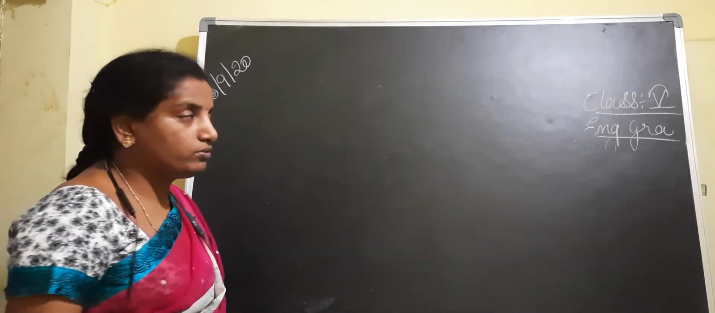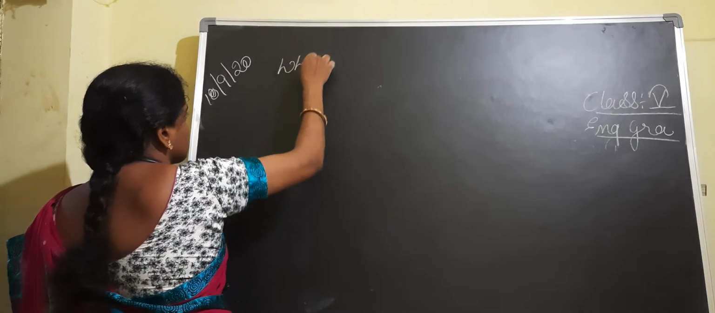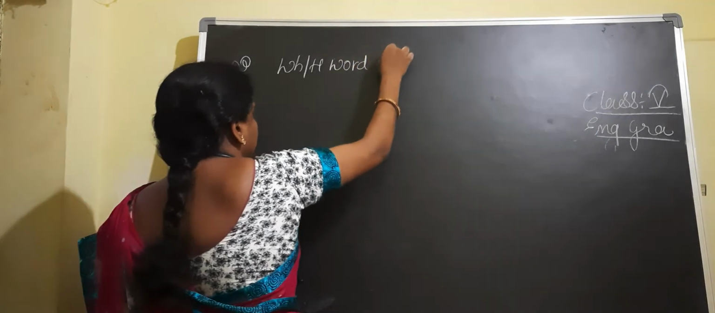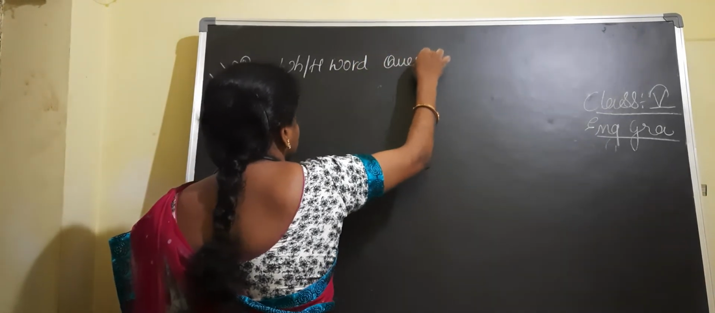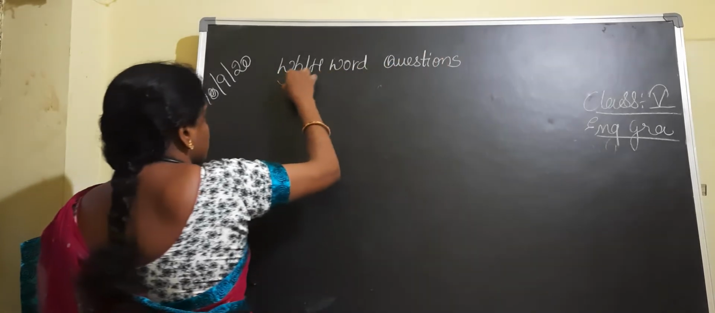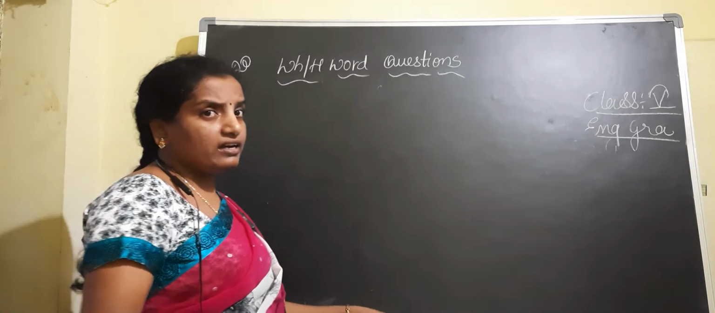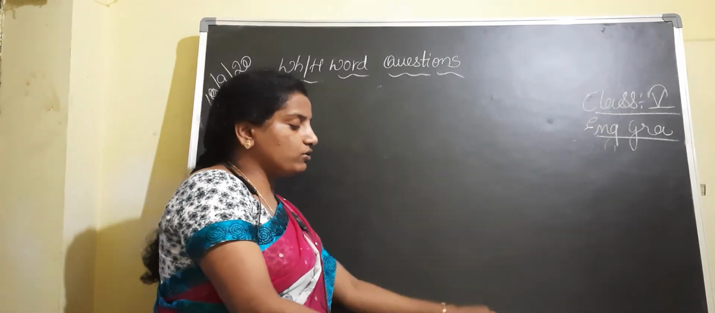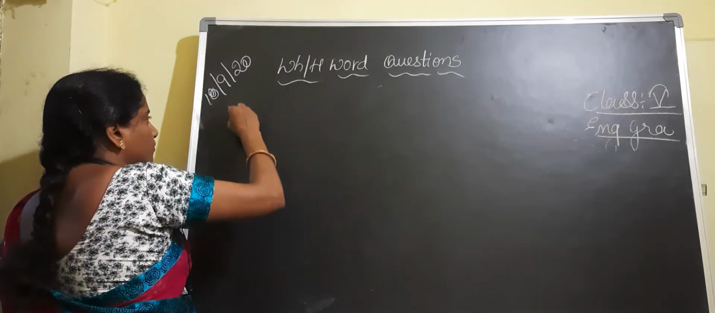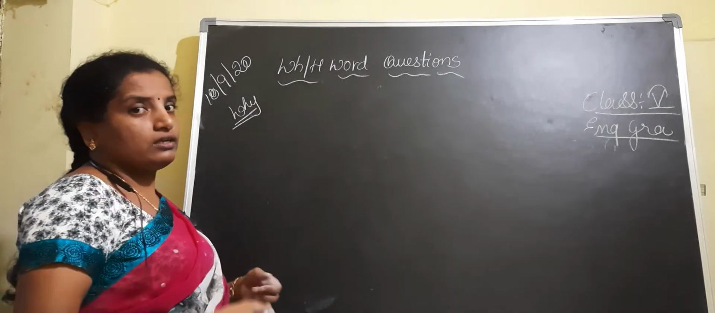Okay children, coming to our next topic, we are discussing the WH or H word questions. What we have discussed regarding this topic, children: we have discussed questions with what, questions with when, questions with where, and we are discussing questions with why. Now let us discuss a few more examples with why. Then we will move to the next word.